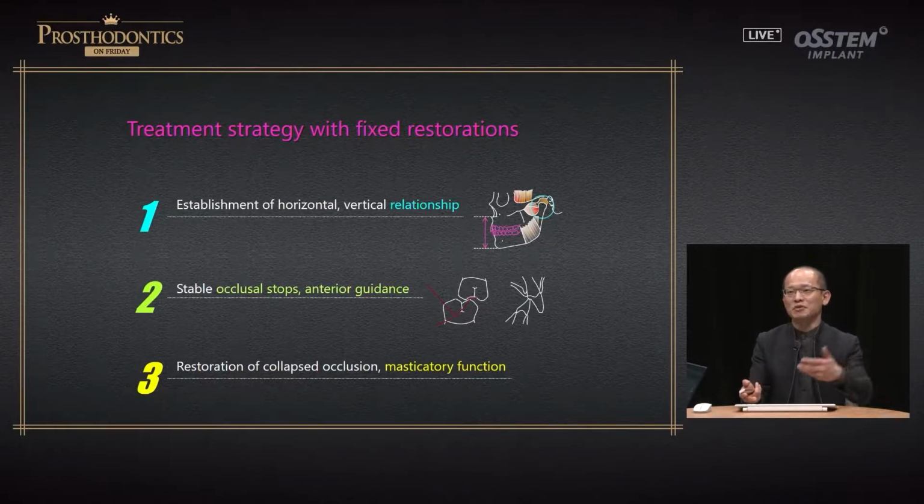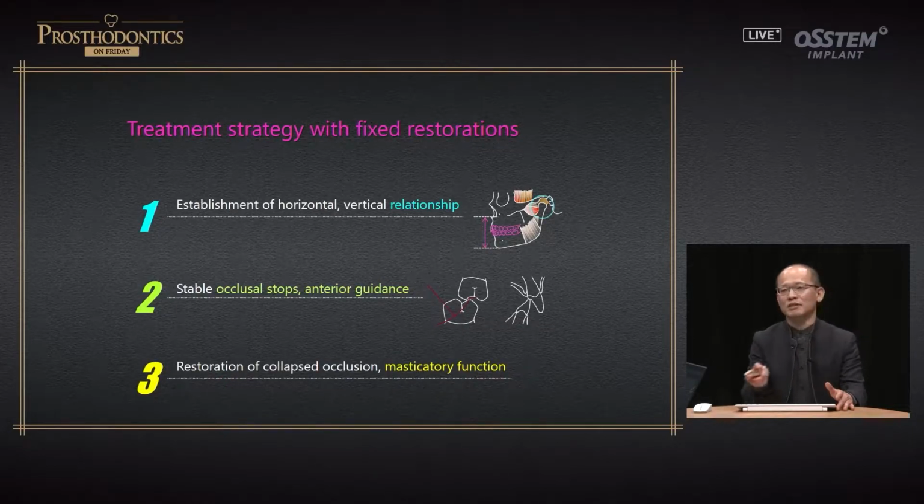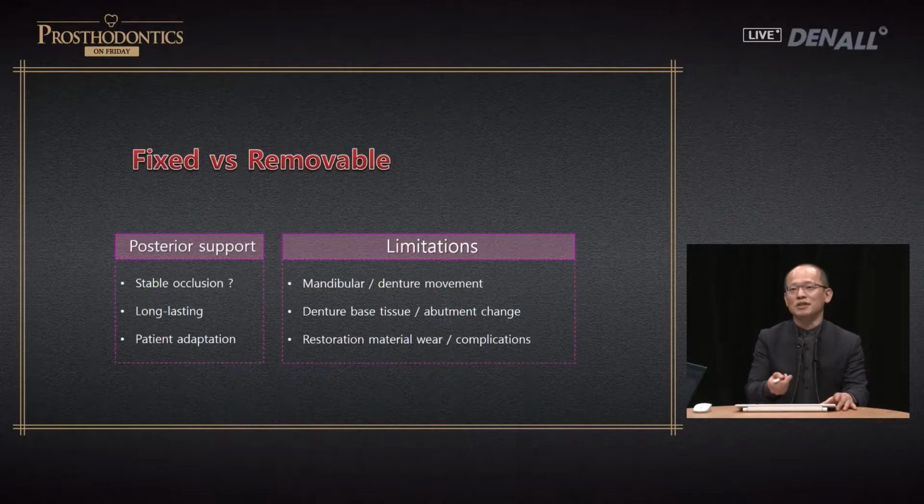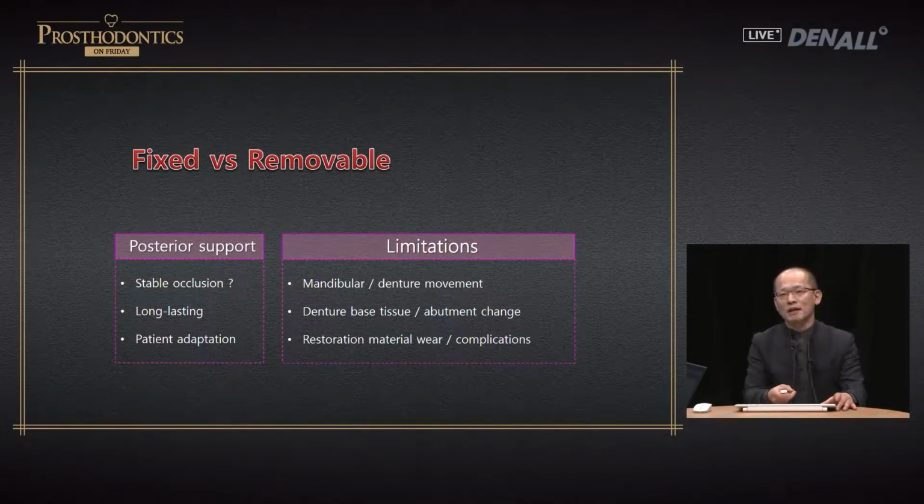So this is from a textbook. If you do fixed restoration, in terms of treatment strategy, this is something you know. Establishment of horizontal and vertical relationship is important. You also need stable occlusal stops, a harmonious anterior guidance, and restoration of collapsed occlusion, and masticatory function needs to be comfortable to the patient. So this is something you already know.